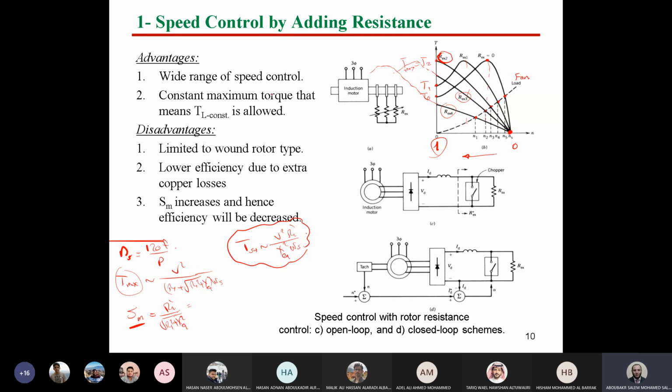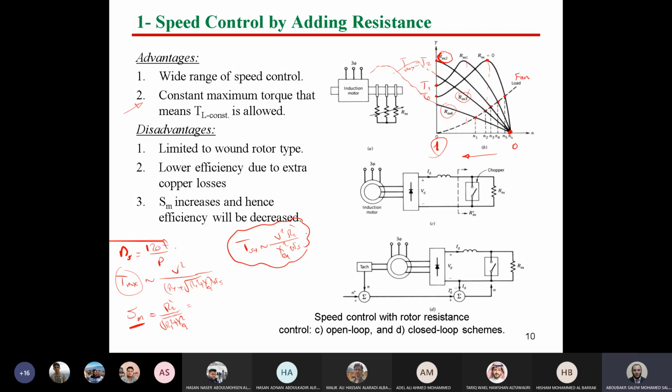Number 2, constant maximum torque. That means TL constant is allowed. This will not be very clear now. However, when we discuss, inshallah, the different control techniques, we will see that this is considered as an advantage. However, for now, we need to recognize that torque maximum is constant.